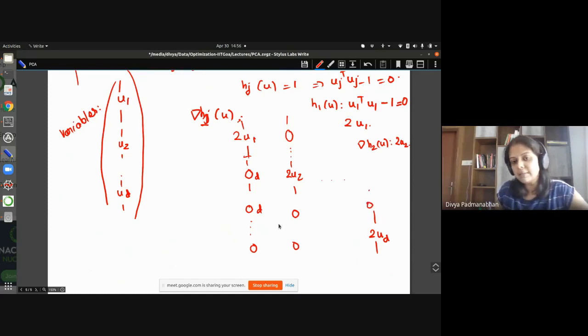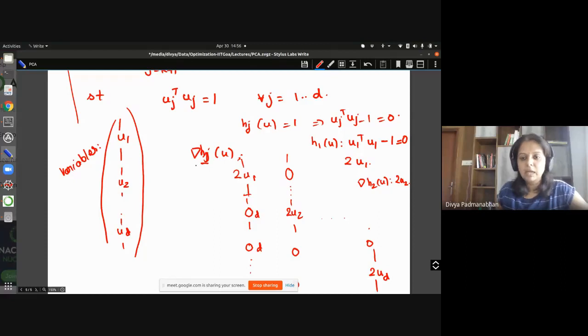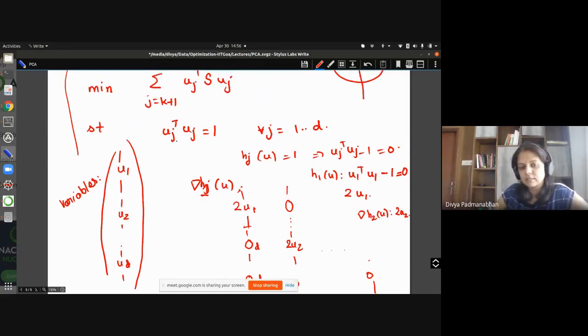So you can see immediately that these gradients are going to be linearly independent always, because of this form. You have this kind of a block structure here. Only some parts of it are going to take non-zero values, and different components are going to be non-zero in all the vectors. The only case these are linearly dependent would be if all these u1 to ud are zeros, and that is not going to happen because the constraint is like this.